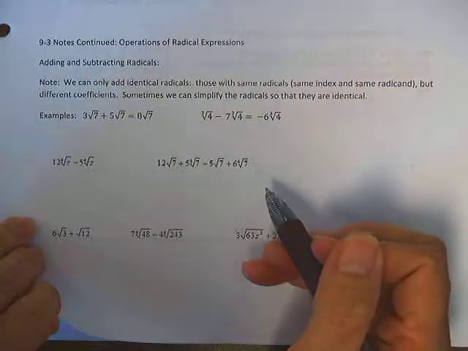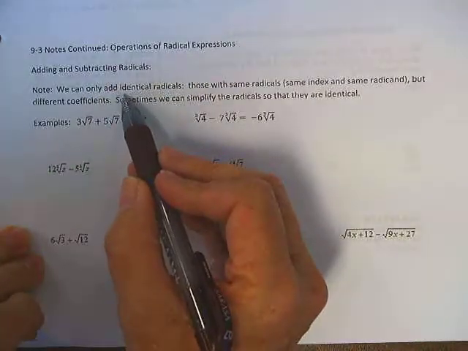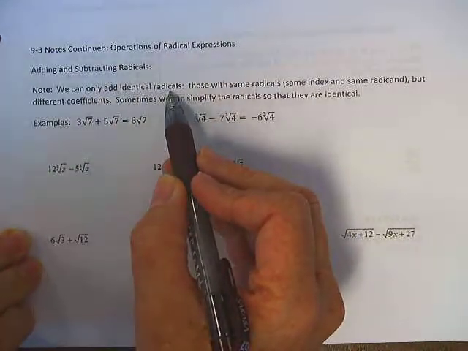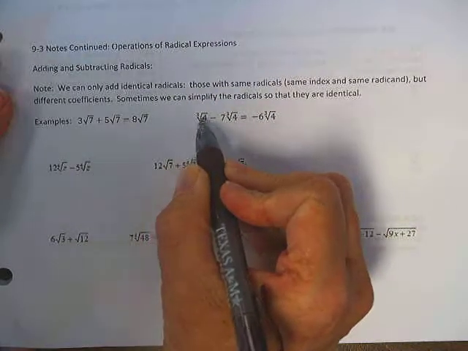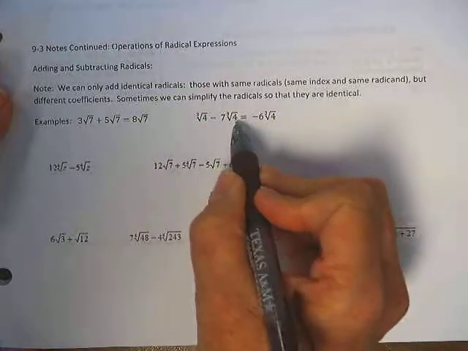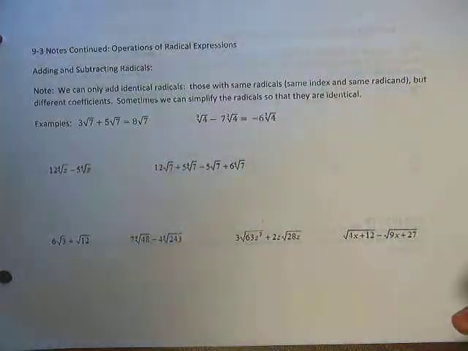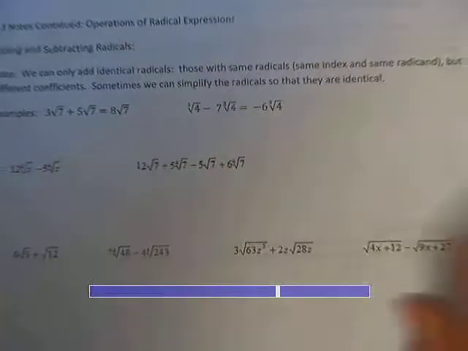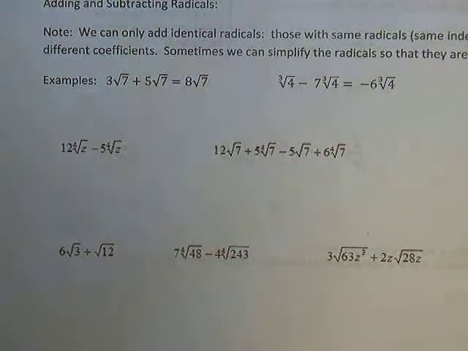One thing to keep in mind before we start is when we're adding and subtracting, you can only add or subtract identical radicals. That means they must have the same index. The index is that small number inside your radical, and same radicand. That means what's under the radical sign. So they must be exactly the same for us to add or subtract these. We're not going to do every problem on here, but it's to give you an idea.